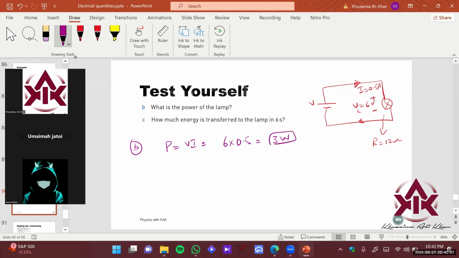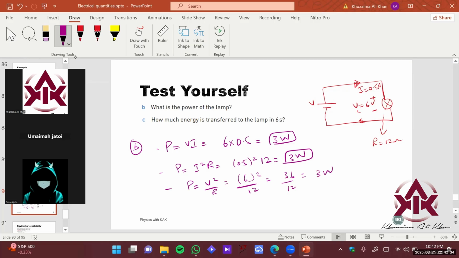Let's use the second formula, power equals I square R. You also know the current flowing through the circuit, that is 0.5 ampere squared times 12. That is also going to give you 3 watts. You can check it out. And then the third formula, power equals V square upon R. You know that V is 6, so 6 square upon 12, that is 36 upon 12. It is the same, again 3 watts.